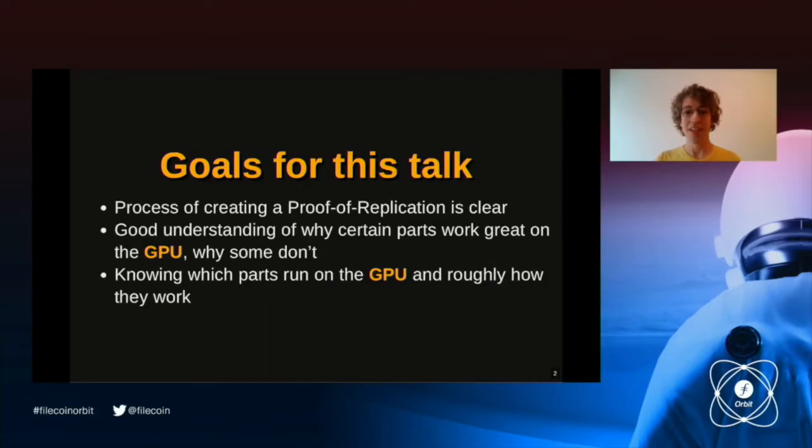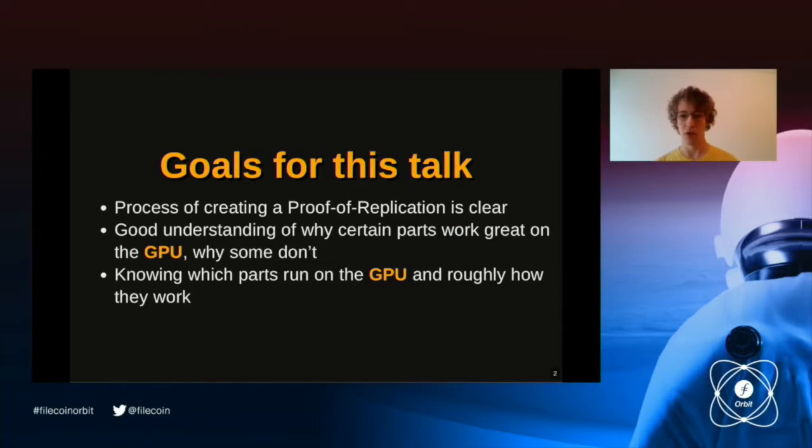So the goal of this talk is that you get an idea about how the process of creating a proof of replication is, and that you get a good understanding of which parts work great on the GPU and which are not, which should be done on the CPU, and especially for the parts for the GPU that you roughly know how they work.